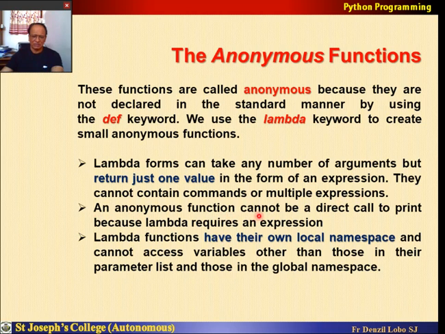An anonymous function cannot be a direct call to print, as we do in our regular functions. I can say print, function name, and give the parameters or arguments there. But here I cannot say print lambda, because lambda requires an expression. Lambda functions have their own local namespace, and cannot access variables other than those in the parameter list and those in the global space. Global variables can be accessed, but otherwise the parameters are passed as variables.